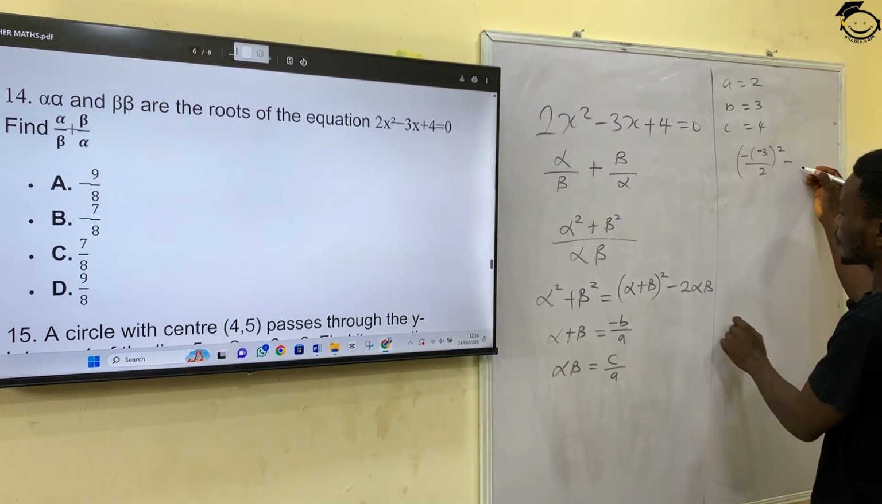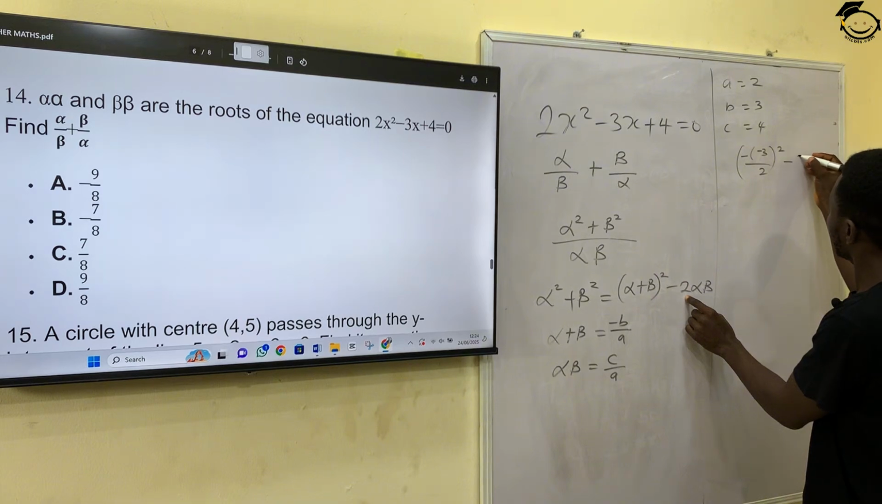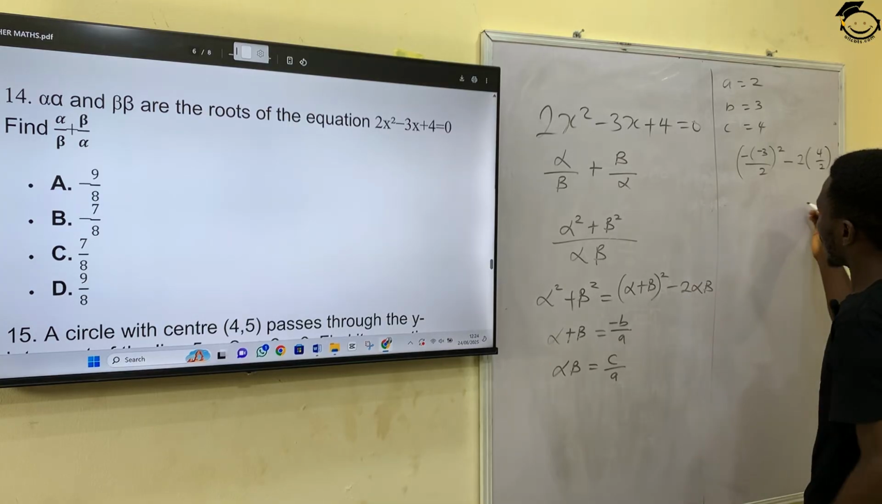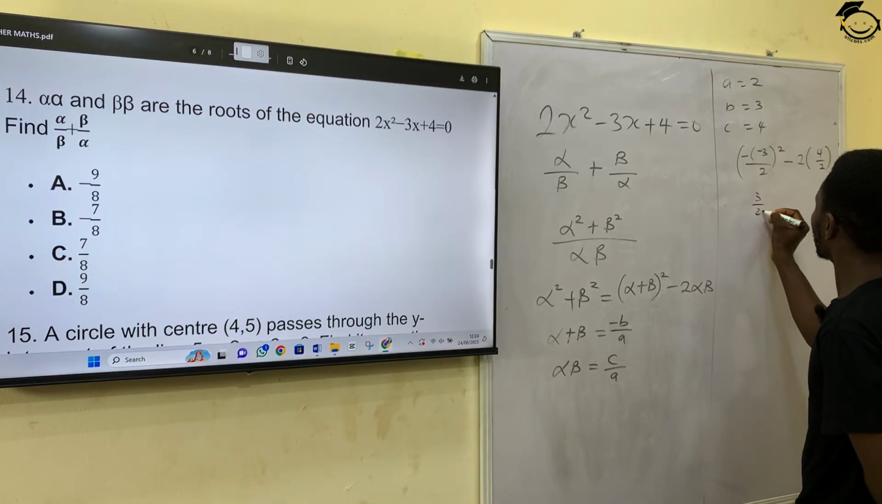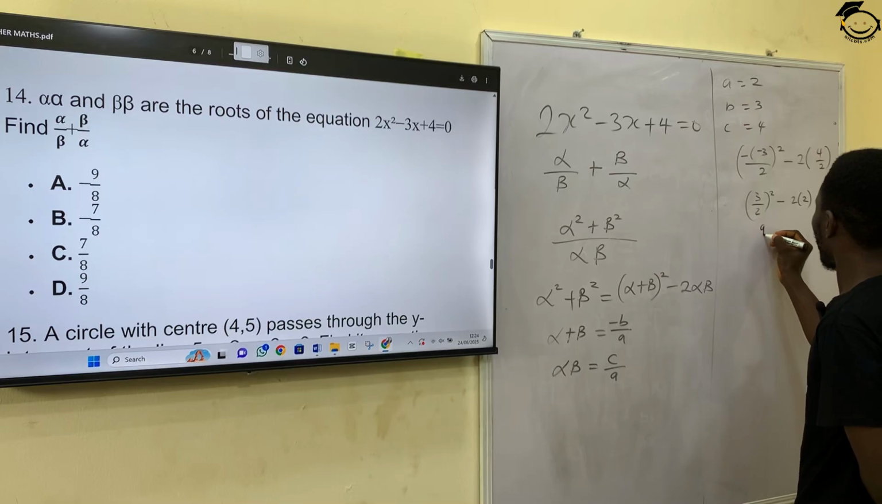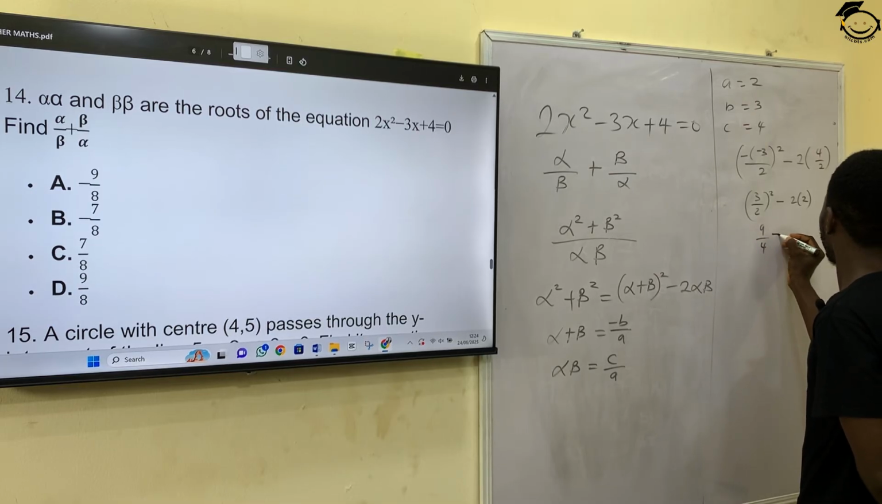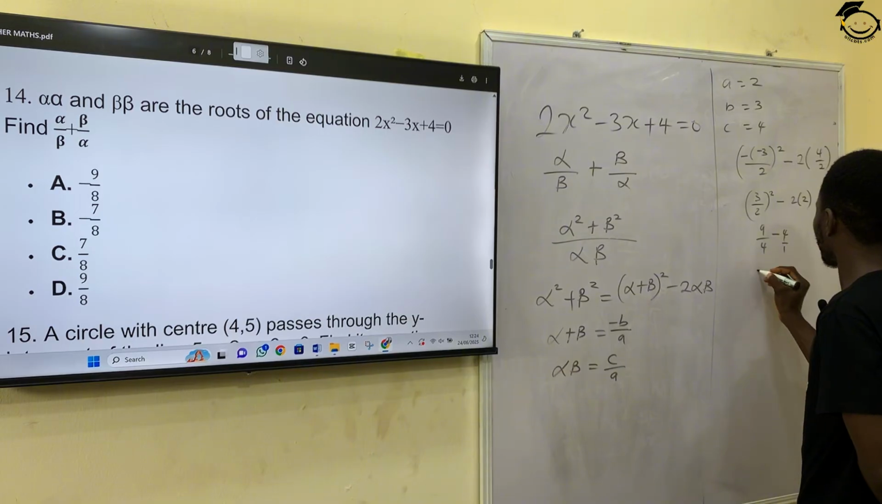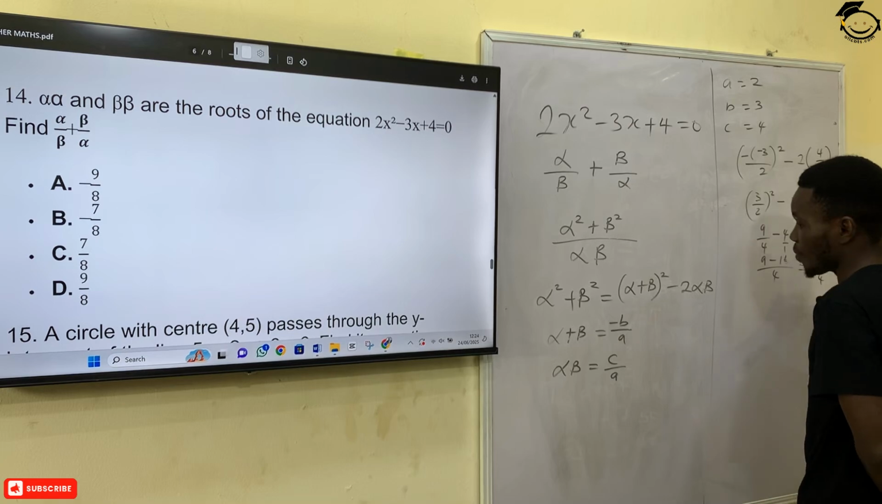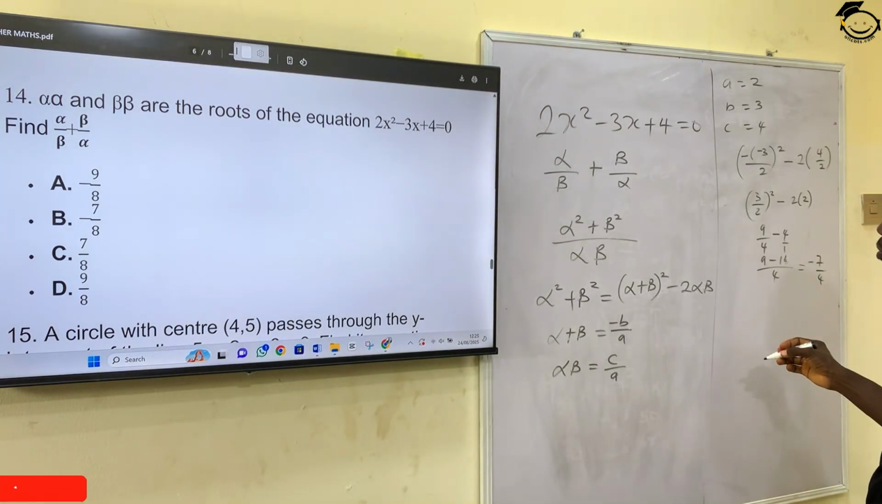This is minus 2αβ, which will give me 2 open bracket 4 over 2. So I'll have (3/2)² minus 2(2). So I'll have 9 over 4 minus 4, and this is over 1, so my LCM here is 4. So I have 9 minus 16, and that will give me minus 7 over 4. So minus 7 over 4 is my α² plus β².